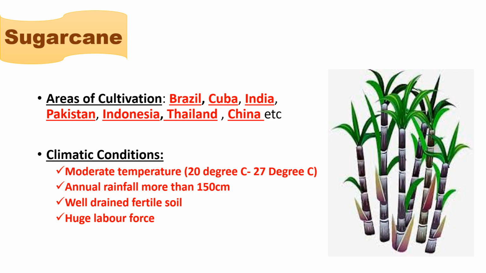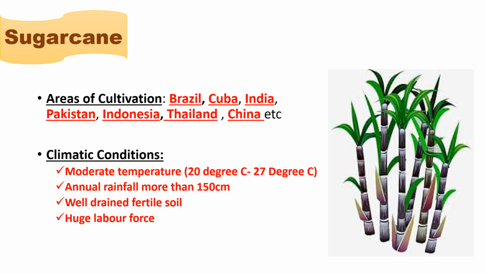Now, climatic conditions for sugarcane cultivation. What is the climatic condition required? The temperature should be 21 degree centigrade to 27 degree centigrade. Here I've written 20, that is also almost the same. So 20 to 27 degree centigrade. Now annual rainfall must be more than 150 centimeter. So more and more water is needed.